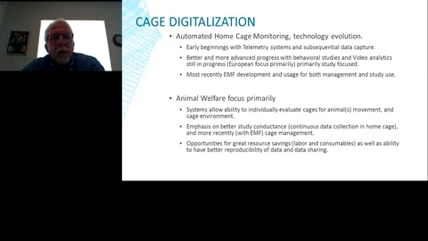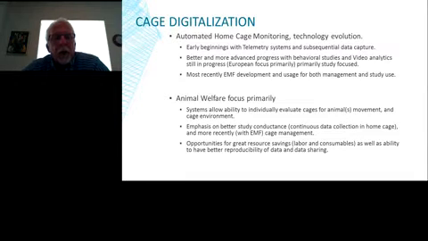Animal welfare is the predominant focus with these automated home cage systems. The continuous nature of those allows 24/7 evaluation of animal movements and then also, in some cases, the cage environment. There's emphasis on better study conductance, continuous study data in the home cage so you're not having to move animals out, disrupting those animals and causing complications in regards to the stress that the animals might have or the non-acclimation to the different study apparatus that they might be moved into.